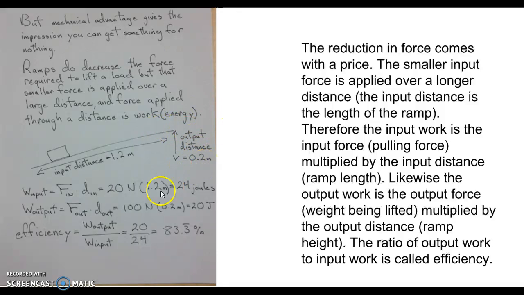And so really it's just force times distance again, except the force is the output force, that is the weight, 100 newtons. And the distance is the height of the ramp, 0.2 meters or 20 centimeters. So 100 newtons multiplied by 0.2 is 20 joules of stored potential energy. So we get out 20 joules in stored potential energy, and we've put in 24. So 83% of the energy we put in is stored. We're only wasting 17% of the energy.